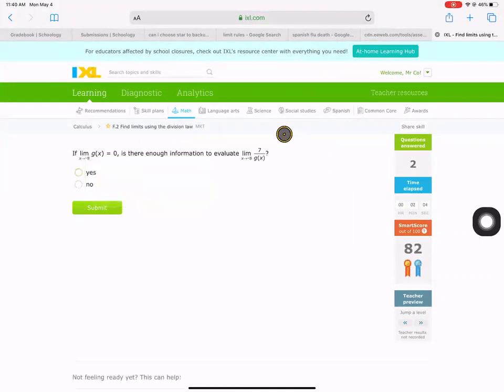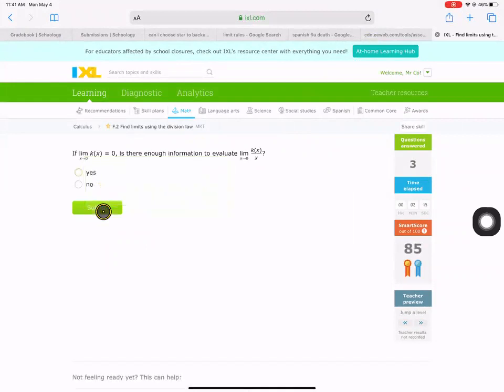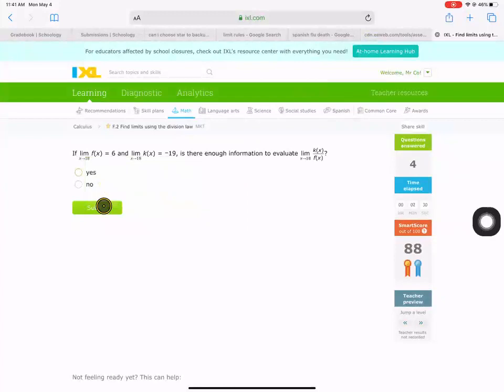Is there enough information to evaluate this one, where g of x is 0 on the bottom? So we're going to say no. K of x is on top. How about, is the denominator going to be 0? Can I plug in that 0? Nope. Okay, so something to practice. Okay, let's move on.